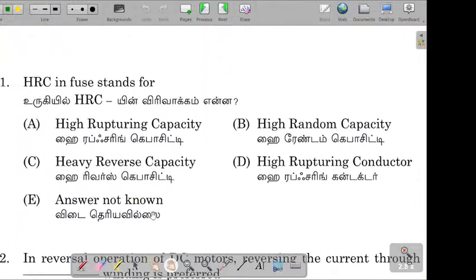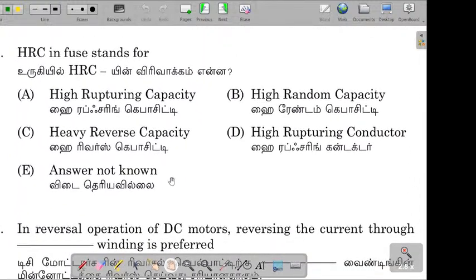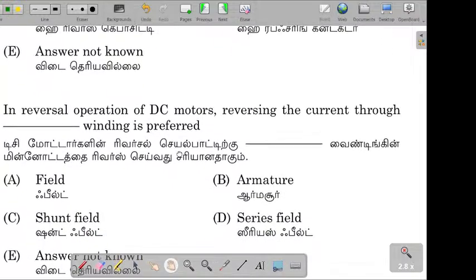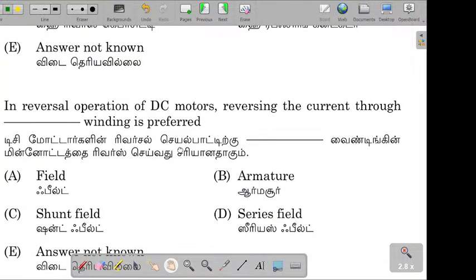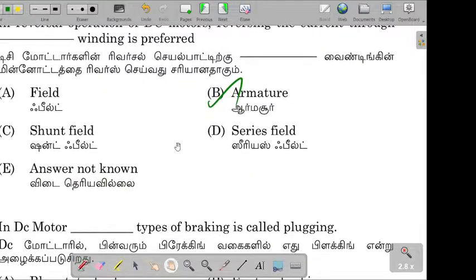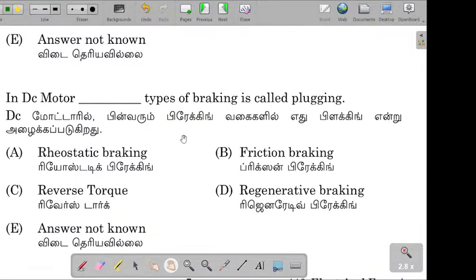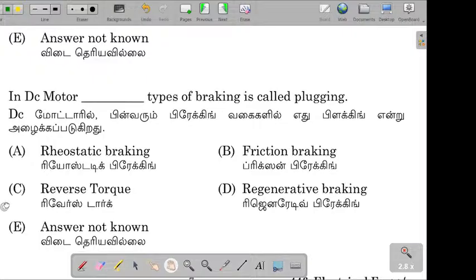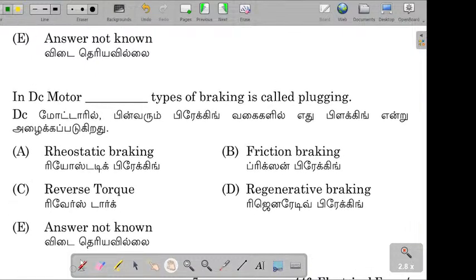Next, HRC in fuse stands for high rupturing capacity. In reversal operation of DC motors, reversing the current through dash winding is preferred. Armature winding is preferred. Okay. In DC motor, dash types of braking is called plugging. Reverse torque braking is called plugging.